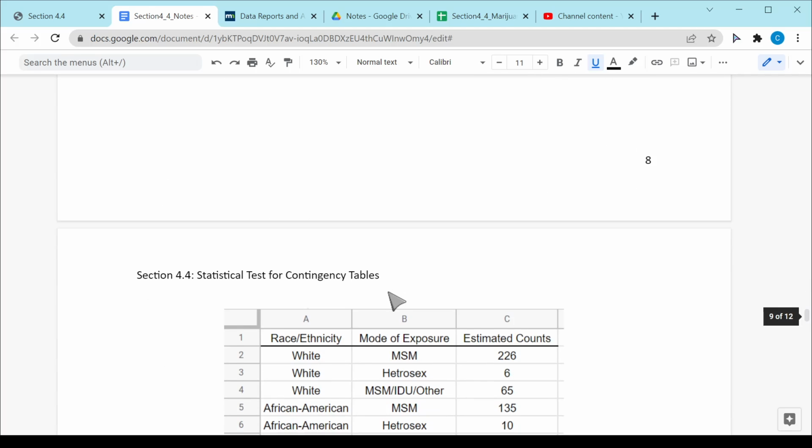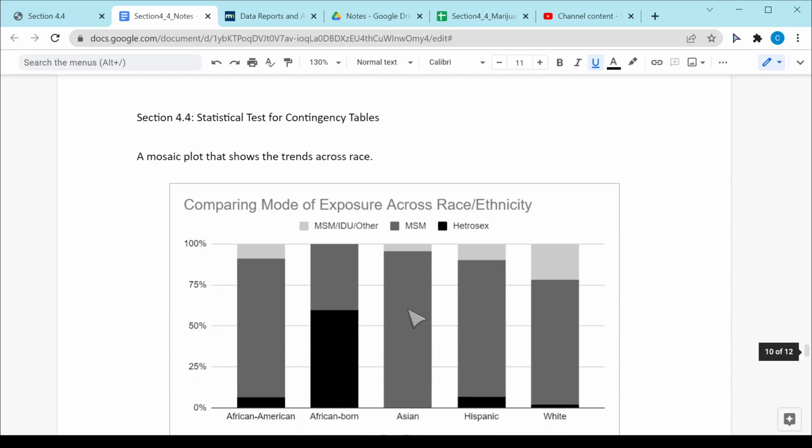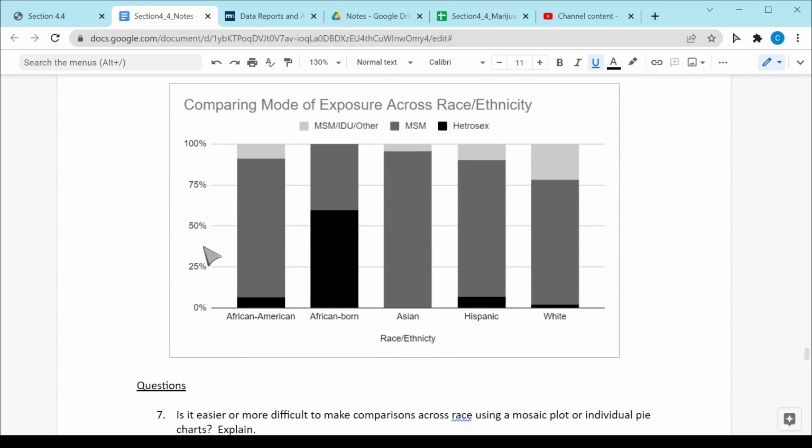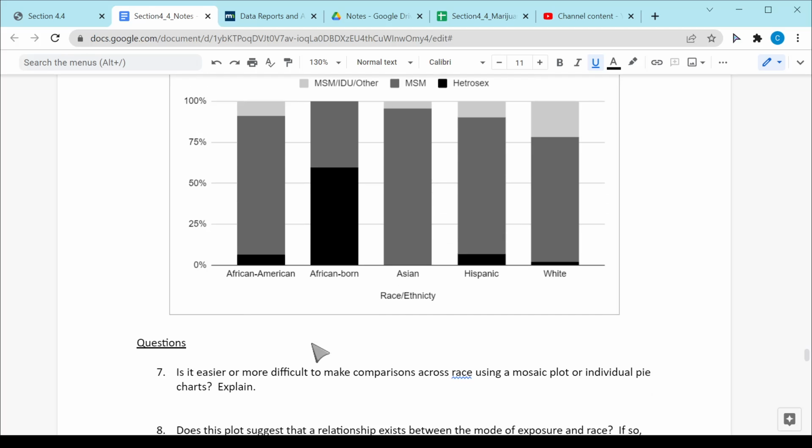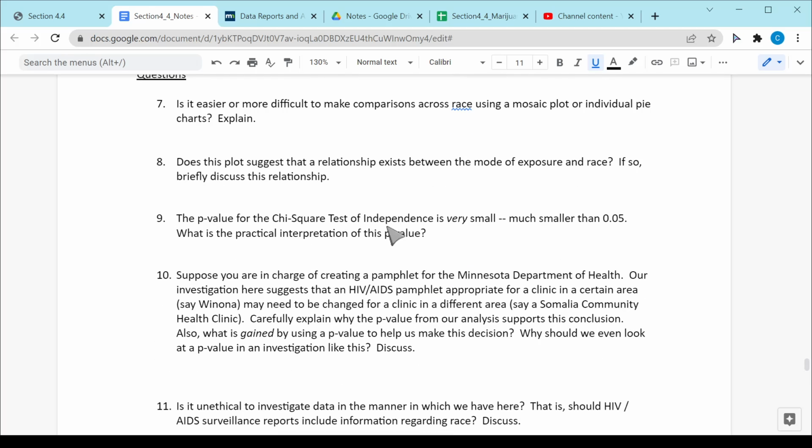I went ahead and made all of these into a mosaic plot, kind of like what we've been doing in class. I think that's a little bit easier to make comparisons. So we can definitely see that the heterosex category for African born is much, much higher than all of the others. Or the MSM, which is the gay sex, you can see that's much reduced for the African born. Gay sex is actually the highest rate for Asian individuals. There's a few questions here that I'll let you answer.